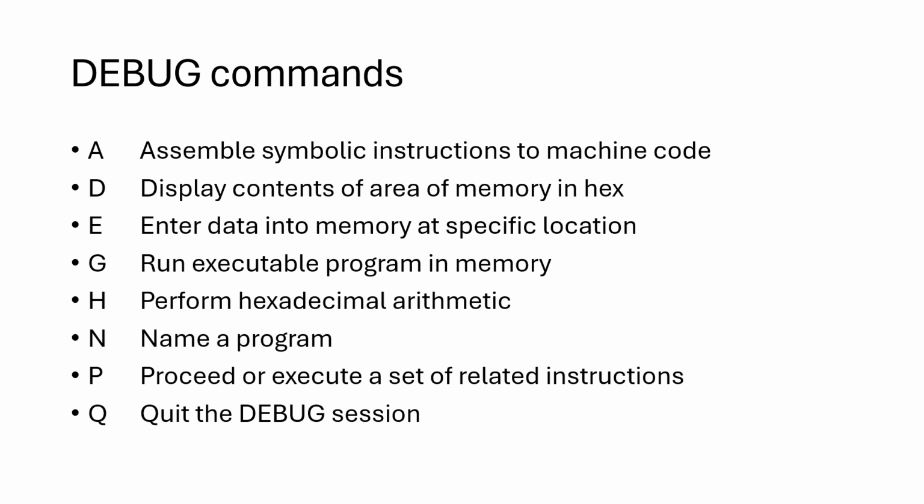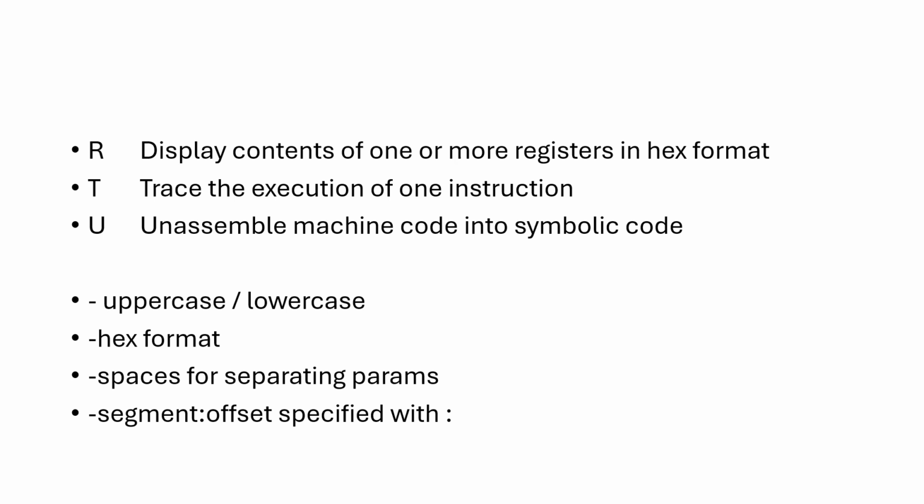So P is like we will not be stepping one by one, but it will execute a certain subroutine or the set of commands that we have in line. Then we have the Q to quit the debug session, R to display the contents of the registers in hexadecimal format, T for tracing the execution one instruction at a time. So if we want to go instruction by instruction, we will use the T command. Then we have the U for unassembling the machine code into symbolic code.